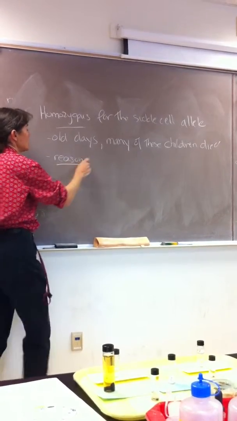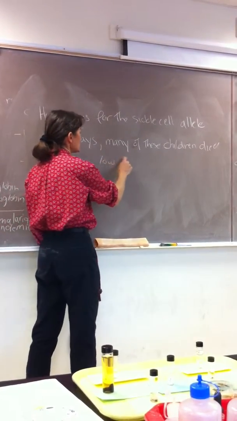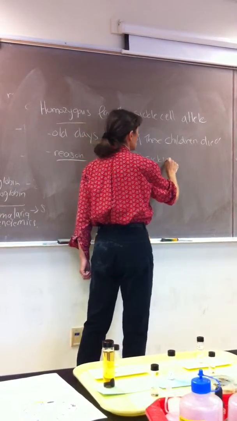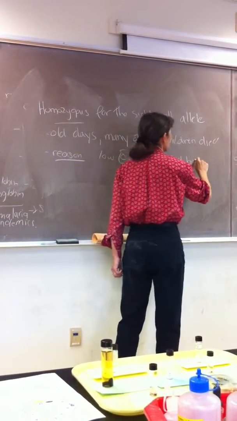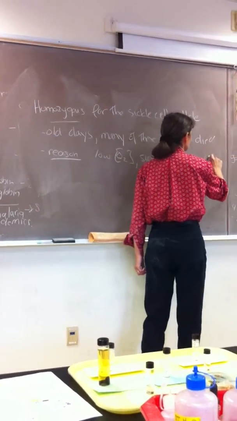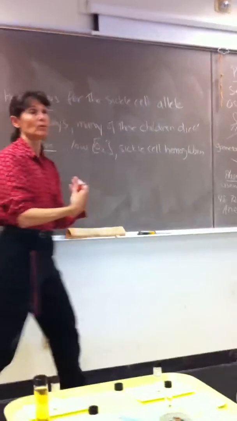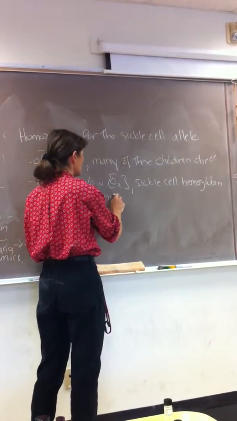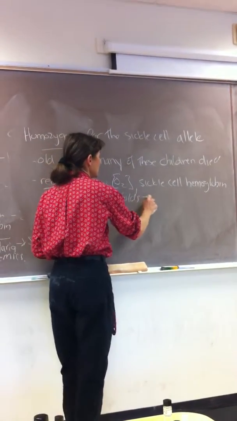what happens under low oxygen concentrations, the sickle cell hemoglobin, this is wild, you guys. It's almost like the prion story. It misfolds because it has this one wrong amino acid in it. It misfolds. And when it misfolds, it tends to stack.